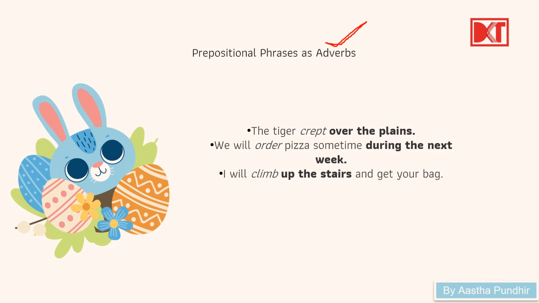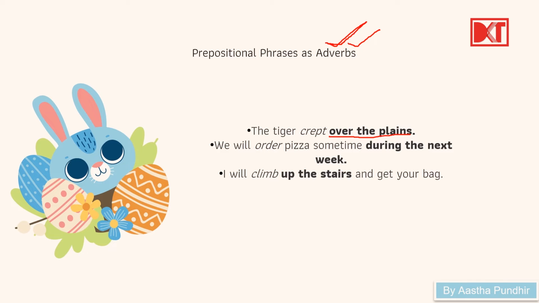So let's see here. The tiger crept over the plains. Now the tiger is subject, crept is the verb, and over the plains is the prepositional phrase, in which over is the preposition and the plains is the object, and this together, the one which is in bold, over the plains, is the prepositional phrase acting as an adverb. Acting as an adverb how? Because it is answering the question of where.